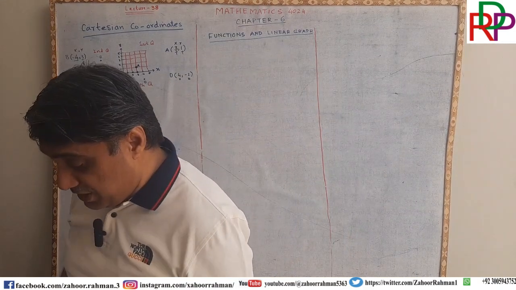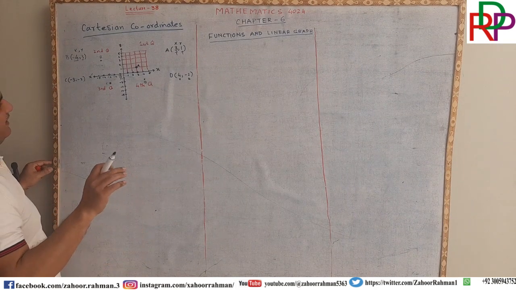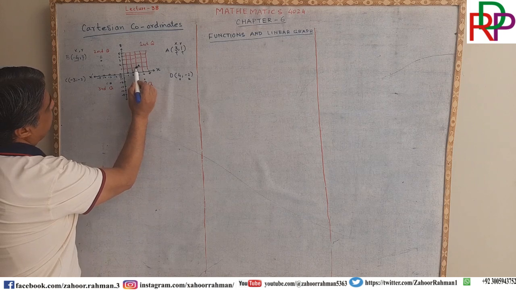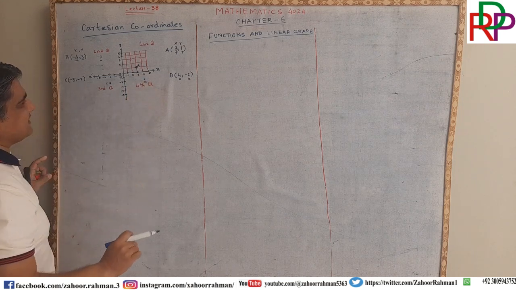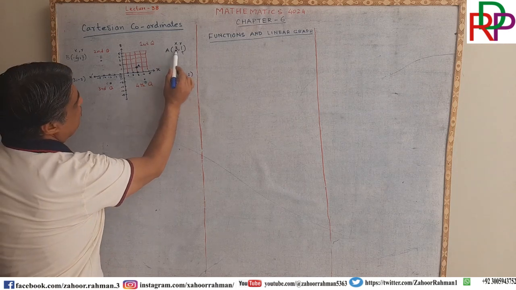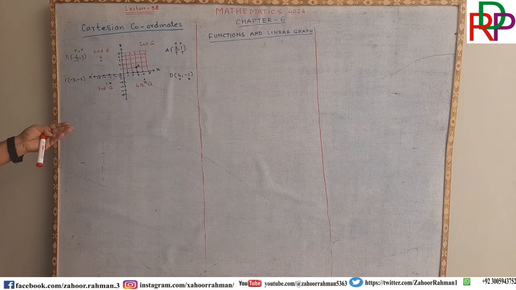Before going into the detail of the exercise, I am telling you that in this exercise two types of questions will be asked from you people. They will give you a point here, A, and they will ask you to find the coordinates of the point. Or similarly, they will give you the coordinates and they will ask you to find the point, find the position of A.